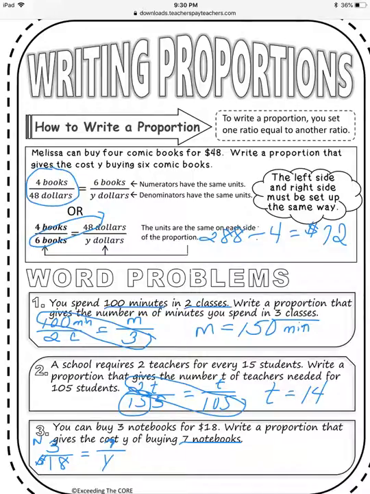So I'm going to cross multiply again. 7 times 18, use my calculator, makes my life easier, is 126. Then I'm going to divide 126 by 3, and I get 42. And since I'm missing the dollar amount, Y equals $42.